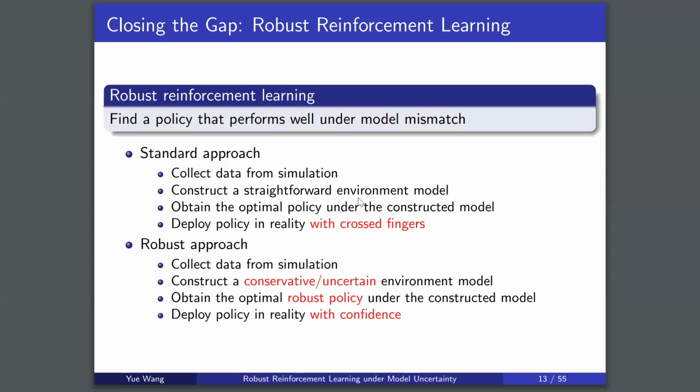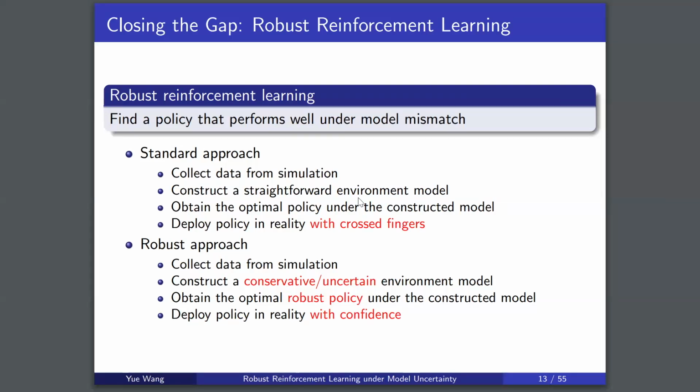But in contrast, in the robust approach, after we collect some data, we construct a conservative or an uncertain environment model. Then under this uncertain model, we obtain the optimal robust policy. And then we can deploy our policy in reality with confidence, because, as I will talk about later, robust reinforcement learning will provide a performance guarantee of our robust policy in the real environment.